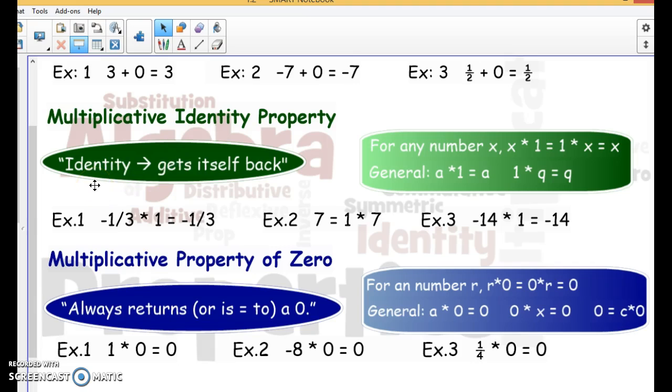Next property is the multiplicative property of 0, which means anything times 0 is 0. So we have our examples here. 1 times 0 is 0. Negative 8 times 0 is 0. 1/4 times 0 is 0. So just saying what it is of 0. On the homework, yes, you are going to need to know the additive or multiplicative. You just can't say identity property.